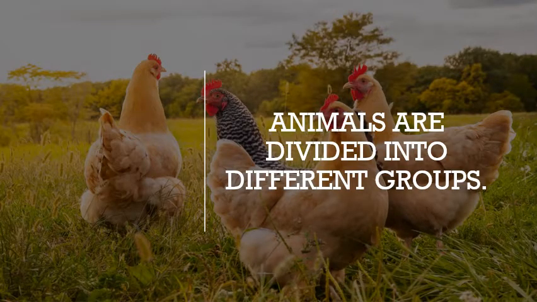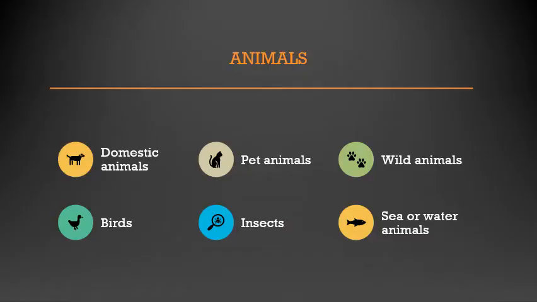Animals are divided into different groups. Now there are different kinds of animals, like the animals that you see on TV, lions, horses, that you can't see in real life, or you can see them in real life, but not every day. But animals like dogs and cats, you can see them every day, right? So, what are the different kinds of animals? Domestic animals, pet animals, wild animals, birds, insects, sea or water animals.